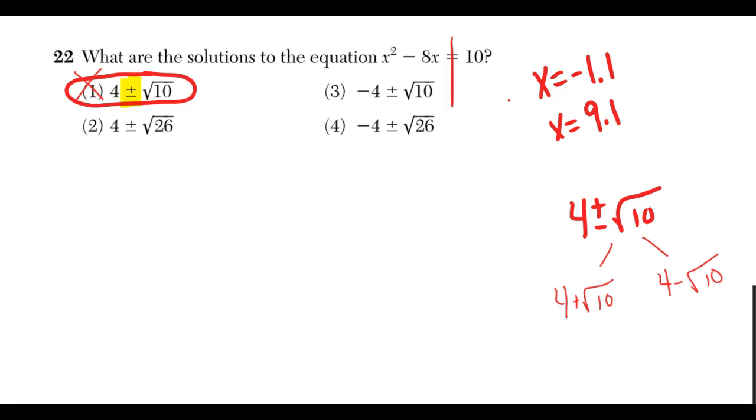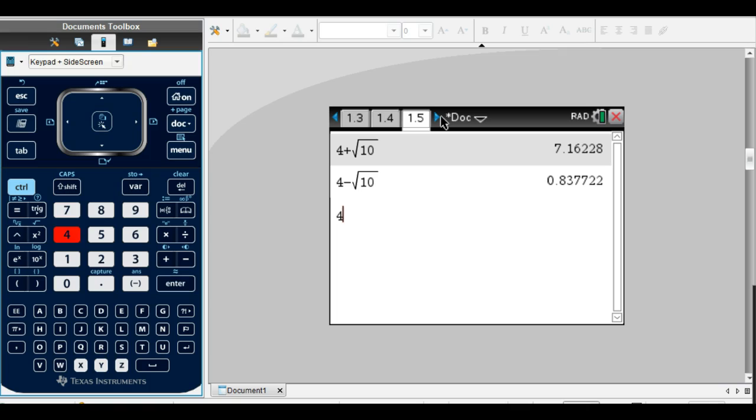Choice 2 is 4 plus or minus the square root of 26. So I'm going to type in 4 plus the square root of 26 and hit enter, and I get 9.09, which will round to 9.1. And I'm going to do 4 minus the square root of 26, and I get negative 1.09, which if I round will be negative 1.1.